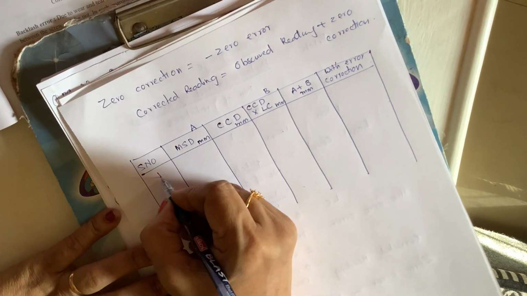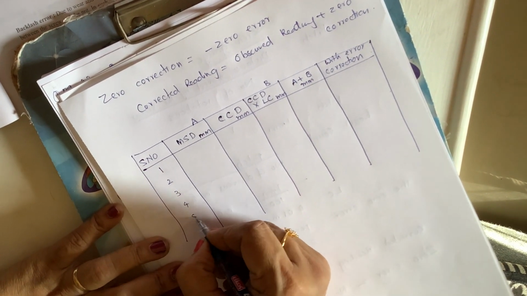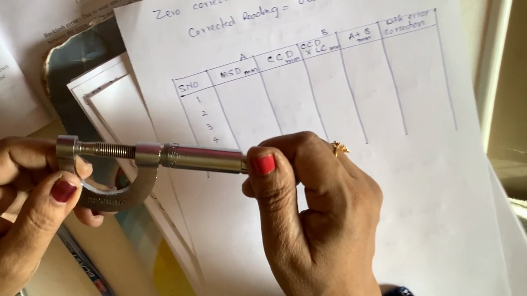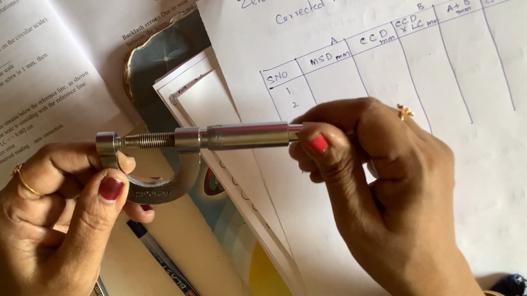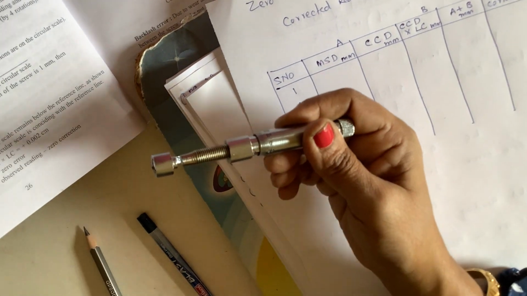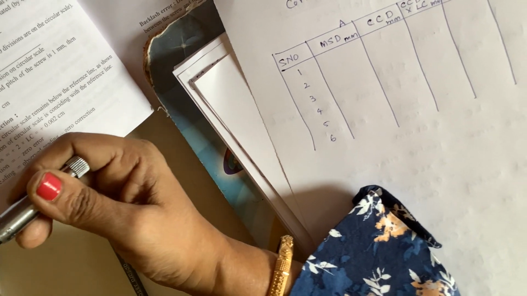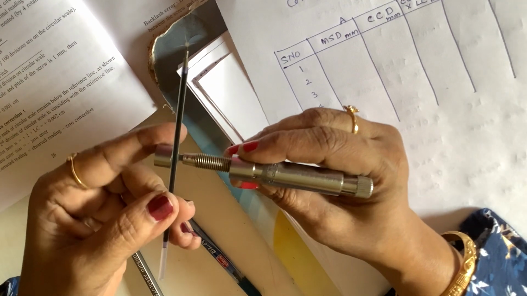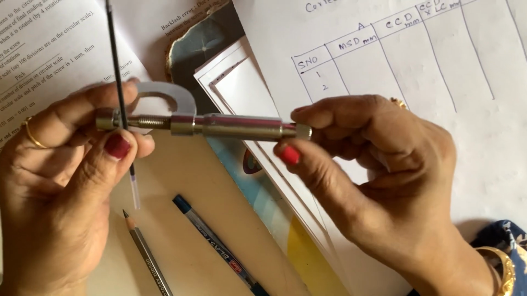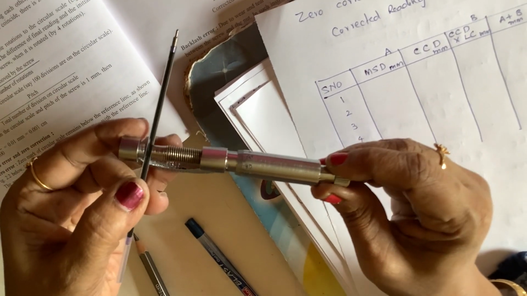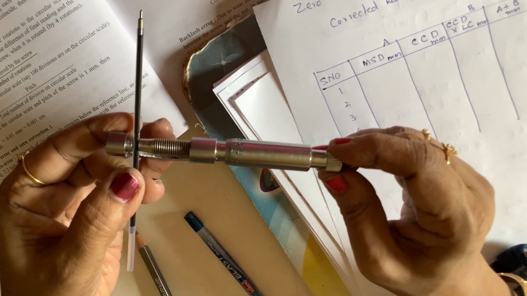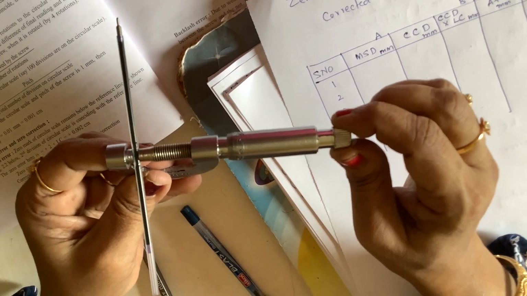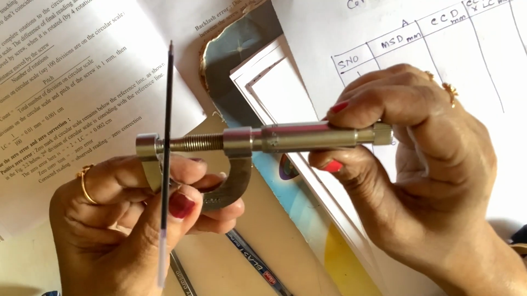Okay. So now take 1, 2, 3, 4, 5, 6 readings. One reading I will take. So this is our screw gauge. Now open it and take any small one. I took one refill over here, ball pen refill I took. So open it and you can keep like this and make the screw ratchet tight. So once you get that sound like tick tick, now it's all we have fixed it.